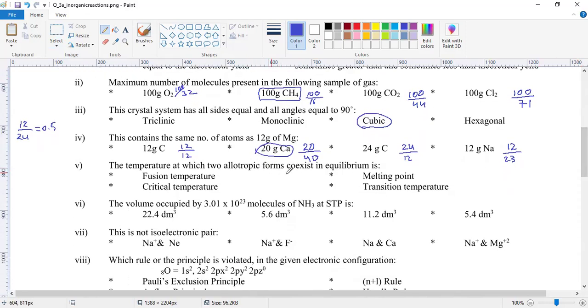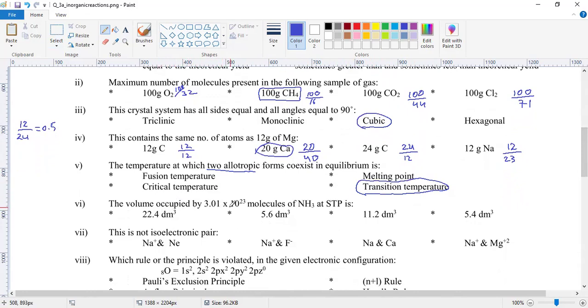The temperature at which two allotropic forms coexist in equilibrium. If we are talking about two allotropic forms, then this is called the transition temperature. And if we are talking about the coexistence of equilibrium between solid and liquid phase, then it would be the melting point. And the melting point or the fusion temperature is the same.